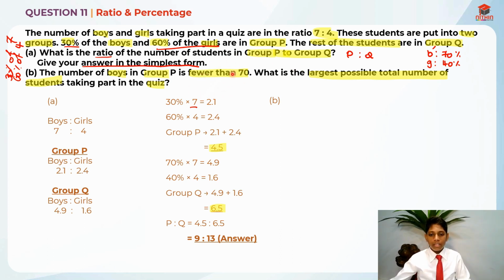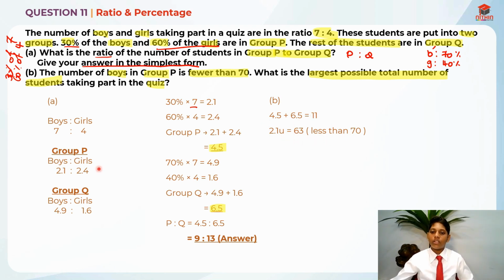So in group P, there are actually only 2.1 units of boys. So what I'm going to do is to first find the total value of group P and Q. So it's 4.5 plus 6.5, which is 11. So what we are going to find is 11 units. But first we need to find 1 unit. So 2.1 units is actually 63, which is lesser than 70.